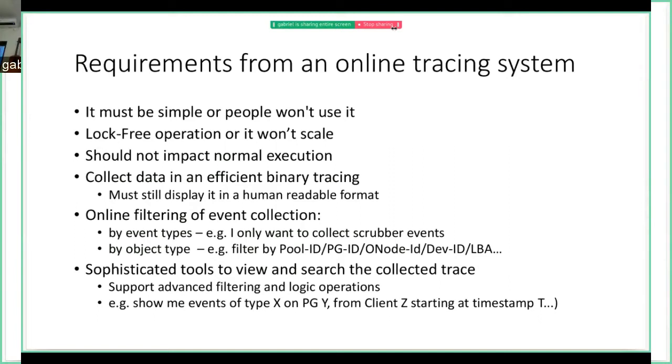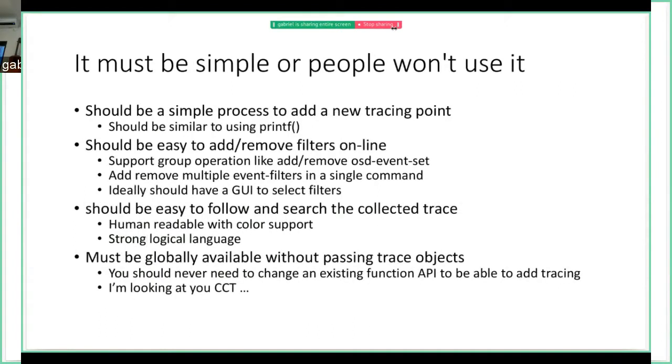So I'm trying now to elaborate. It must be simple. It should be a simple process to add a new tracing point. It should be similar to adding a printf. If it's more complicated than that, people are just not going to add event traces. I mean, you could force people to use it in some very critical locations, but if you want people to be generous with event tracing, and remember, because we can filter events at runtime, it's good to have more of them. So it should be easy to do this.